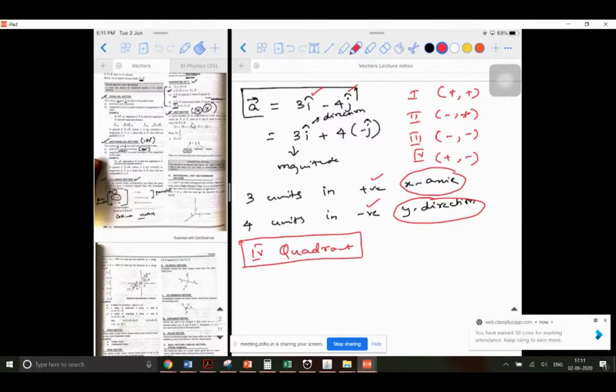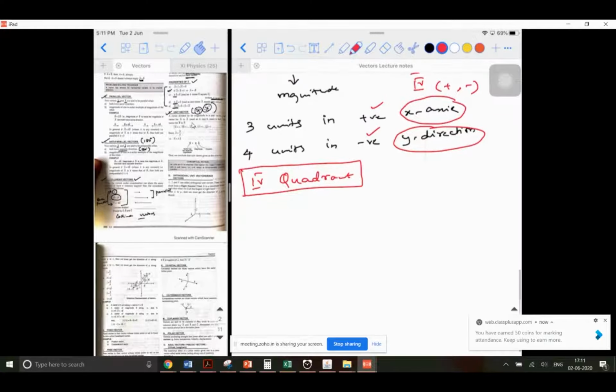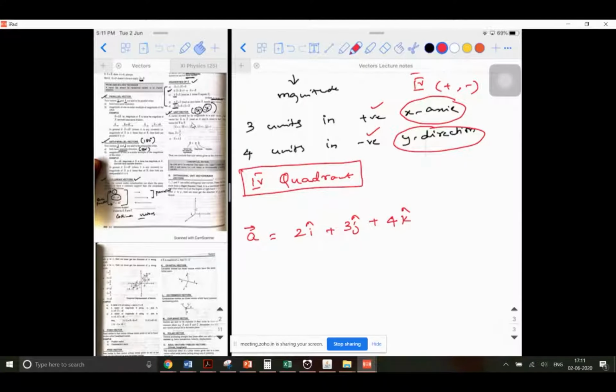Now this is with respect to two-dimensional space. If I extend the concept to three-dimensional space, what do you think will happen? If I write a vector equal to 2i cap plus 3j cap plus 4k cap, what do you think this means? If someone writes and gives you this, what do they mean? There are 3 axes. What are the 3 axes? X-axis, y-axis, and z-axis, right? So how will you read this?